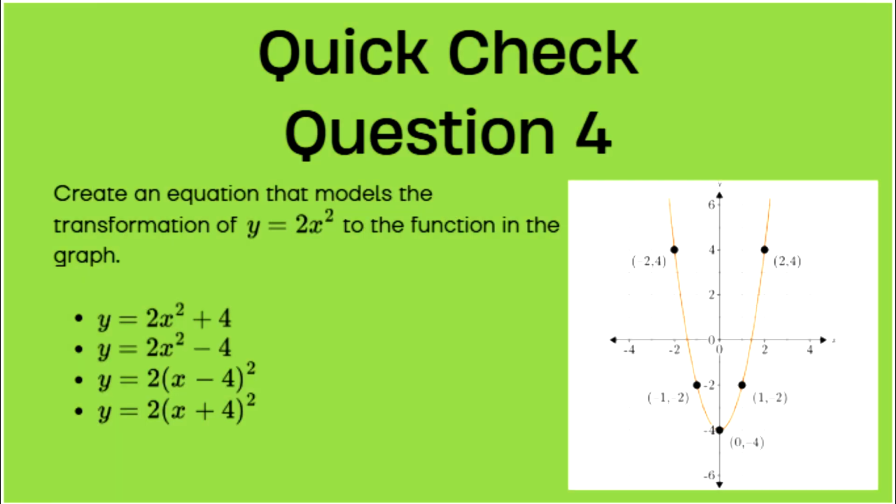Okay. Quick check question number 4 says create an equation that models the transformation of y equals 2x squared to the function in the graph. So we started with this one. The parent function is y equals x squared, which you have on your cheat sheet. It got multiplied by 2, which means that it's a dilation. And then you have to figure out what else happened to it. It's this little bit on the end. Is it plus or minus 4, and did it get squared? You can do this. Where does the square go? You can do this. I believe in you.